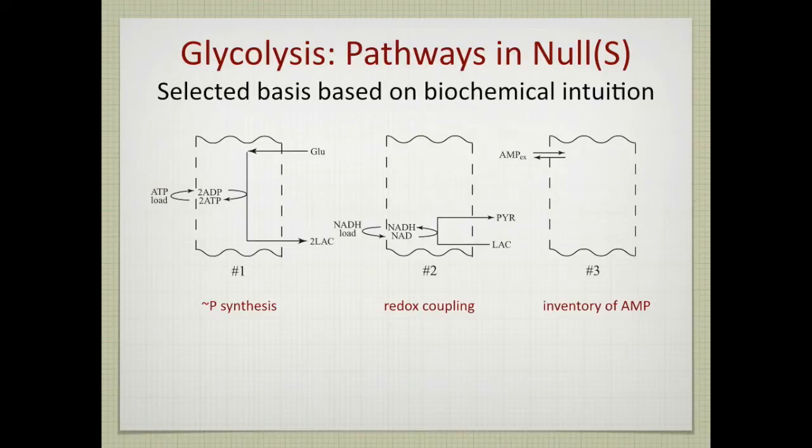The second pathway is the lactate-pyruvate exchange. This is lactate going in, making NADH and pyruvate coming out, and then that NADH can be used to satisfy a redox load. And the final pathway here is a little artificial in this system. It's just ATP going in and coming out. And we'll look more at this later on.